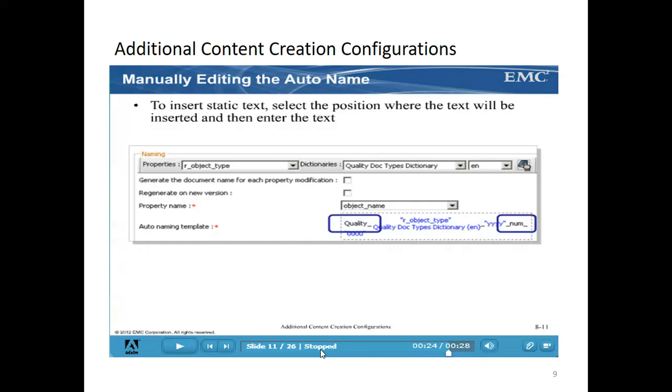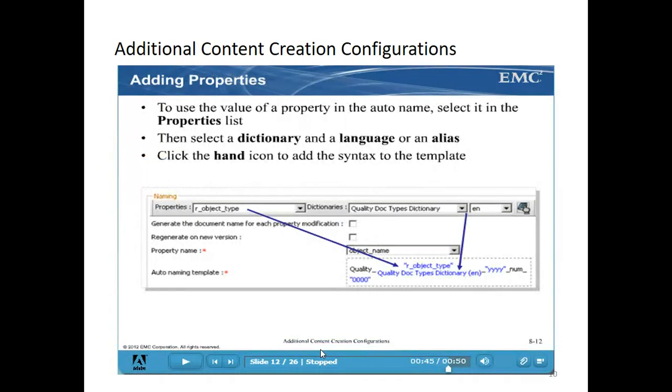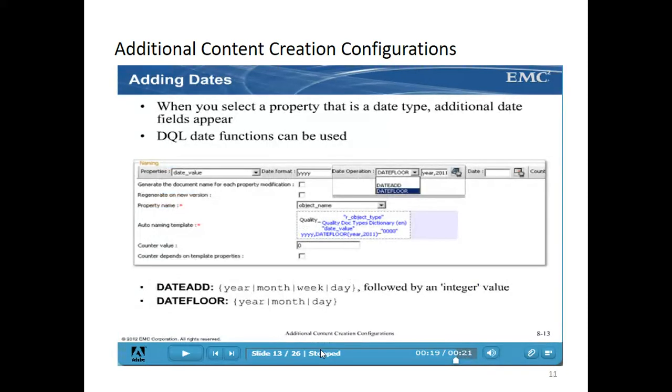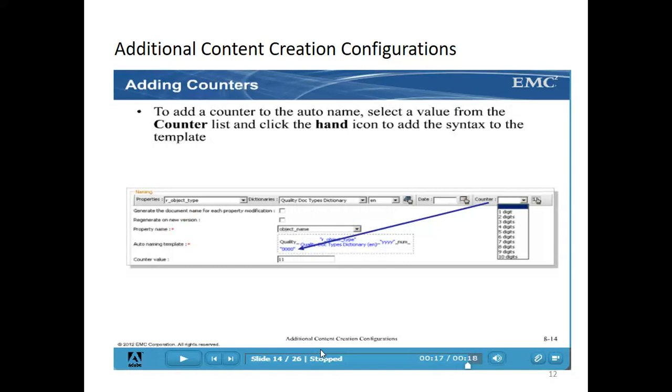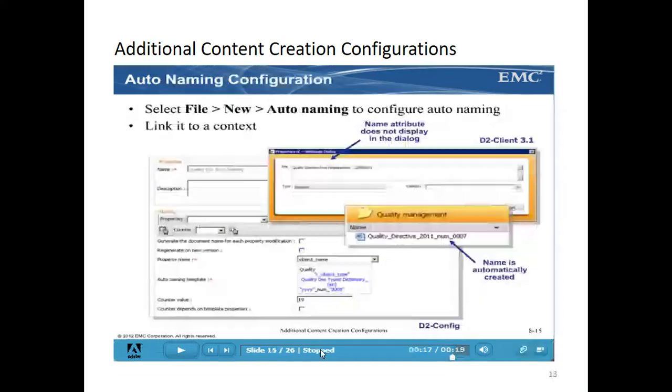Here they have given quality and num as constants. To insert the static text, select the position where the text will be inserted and then enter the text. In between, the name should be r_object_type, so in the property r_object_type needs to be mapped. If it is English, you select EN, and YYYY must be a date, so you can define the date and date format here. To add the count, you can give the count value, single digit or three digit. Based on that, for each and every document the count will keep increasing.